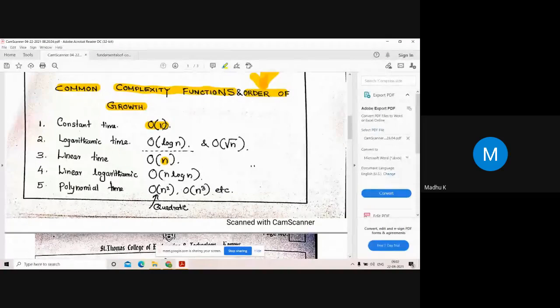For example, suppose you developed an algorithm, and the algorithm takes 4 steps, and it is not at all depending on the input, then it will take a constant time. So constant time algorithms are represented in big O of 1. Also we can express it as theta of 1 or some other notation, no problem, but here we are just expressing big O of 1.